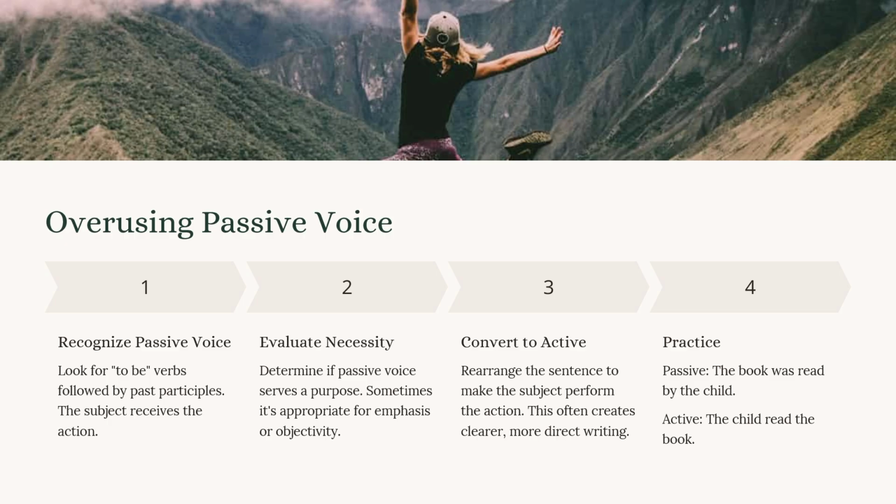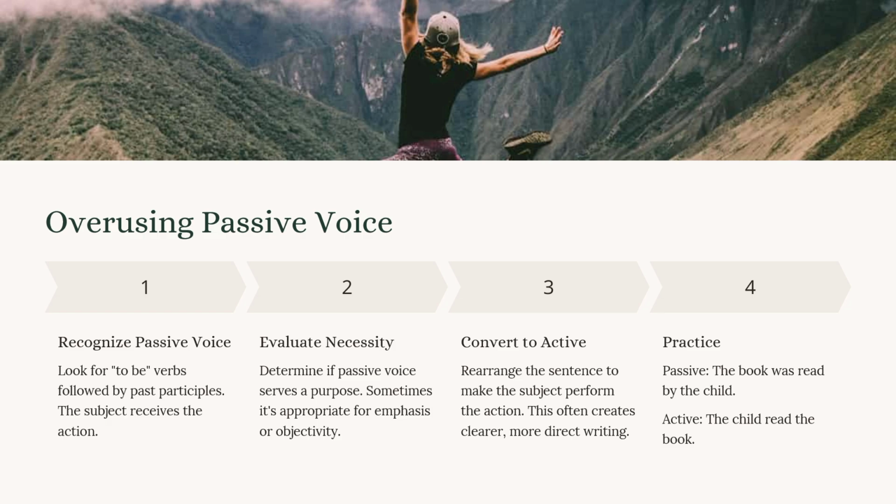Now let's move on to a more stylistic mistake that can affect clarity and readability, and that's overusing the passive voice. In English, sentences can be written in either the active or passive voice. The active voice is direct and concise, with the subject performing the action. For example, "he ate the cake." Here it's clear that he is the subject and the action is eating the cake.